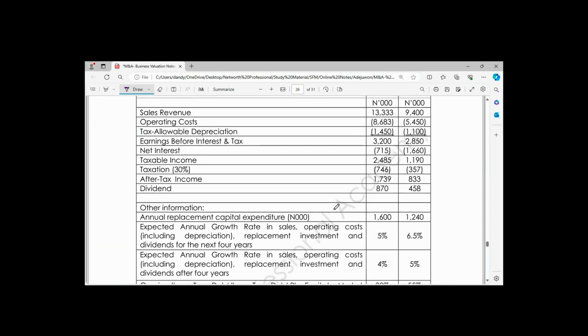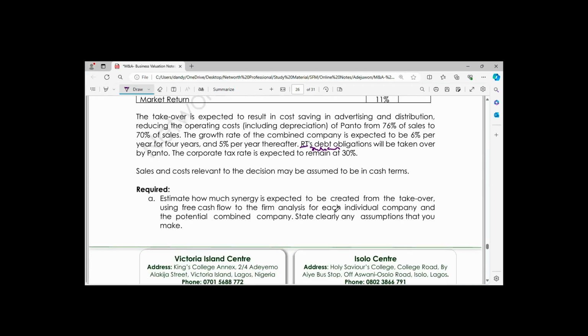However, now the examiner is asking me to determine how much synergy is expected to be created. The synergy to be created from this business acquisition will represent the difference between the post-acquisition market value and the pre-acquisition market value of the combined businesses. So what am I supposed to do? I've already explained it. I'm going to calculate market value for Panto. I will calculate market value for Julian. I will add the two together. That will give me the pre-acquisition market value. Then I will combine the resources of the two companies together to get the post-acquisition market value. Once I have the post-acquisition market value, I will subtract the pre-acquisition market value. The difference will be the synergy that is to be created. So that will solve the question.